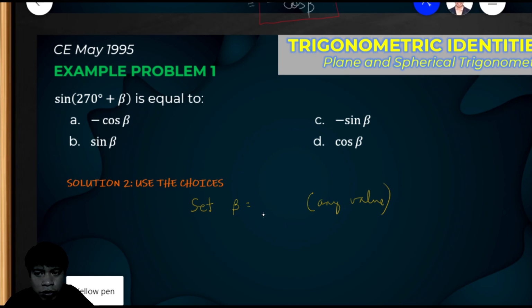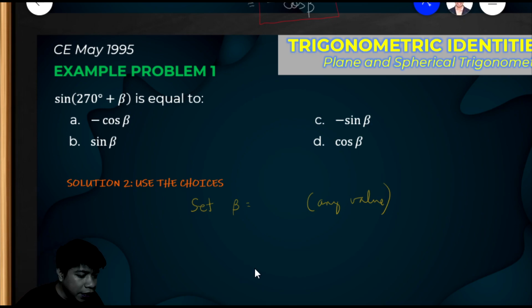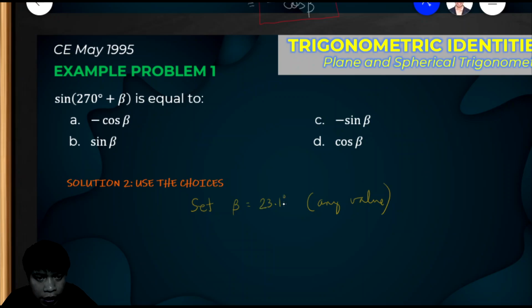At ang suggestion ko sa inyo ay magbigay tayo ng value ng beta na may decimal, para sure tayo na hindi coincidental yung lalabas sa sagot. So for example, ang gamitin natin na value ng beta is 23.1 degrees. Again, kahit anong value ay pwedeng gamitin. Ang gawin natin is i-solve natin itong nasa problem na sine of 270 degrees plus beta. So what will be the value nito kung 23.1 ang beta?